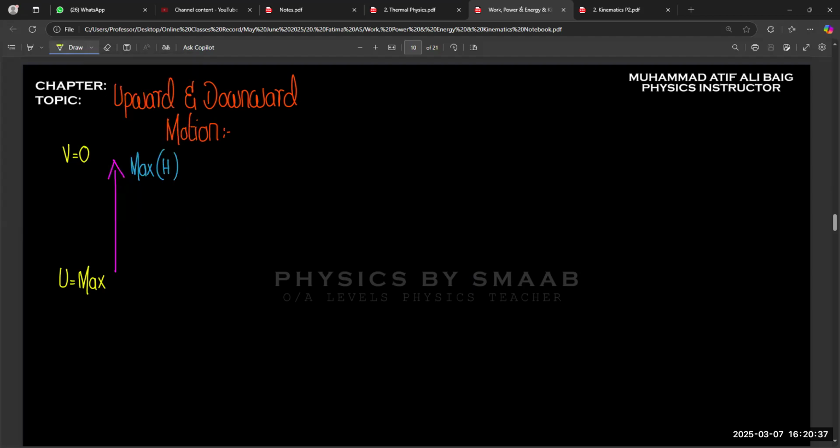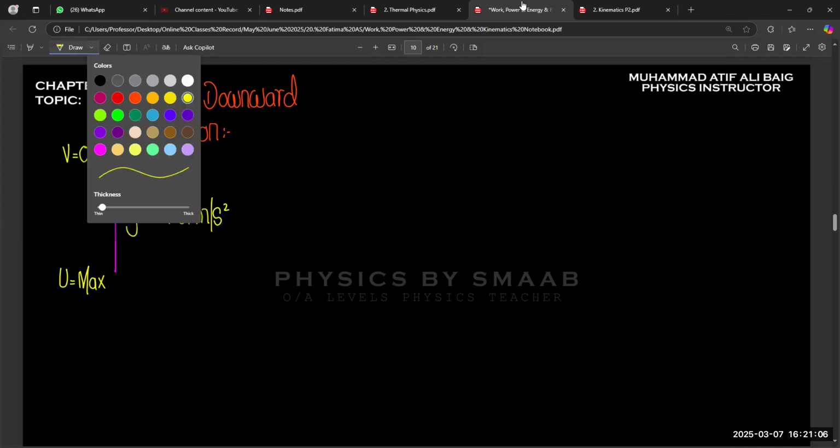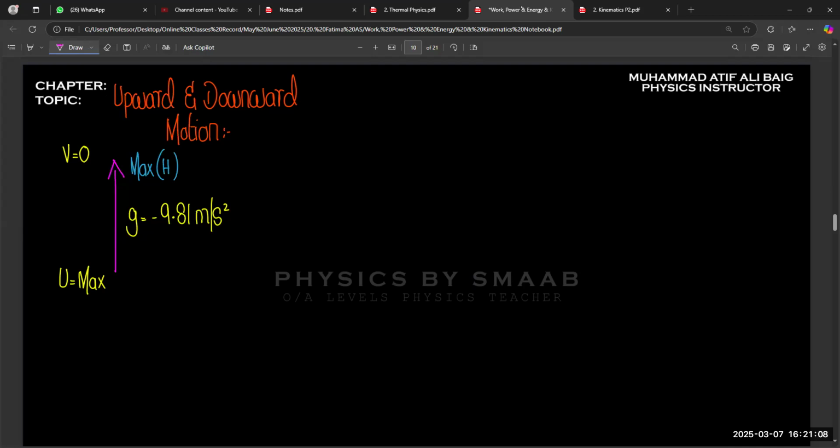And one more thing, the value of g is minus 9.81 meters per second squared, right? So when a body moves in a vertical upward direction, we use this idea. Since we are moving against the gravitational force, we are taking the minus sign. Simple. And in the same way, if we consider the downward motion, that is the opposite of the first.